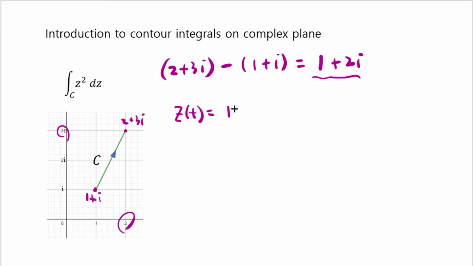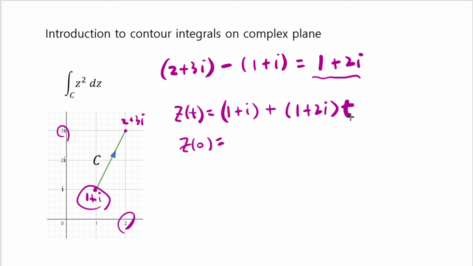So here's the idea. You first write down the beginning of the path. It starts at 1 plus i, right? So you do that, and then plus, you put whatever you got, 1 plus 2i, multiplied by t. Then this will be your parameterization, because when t is 0, z of 0, you end up with 1 plus i, just itself. So you're here when t is 0.